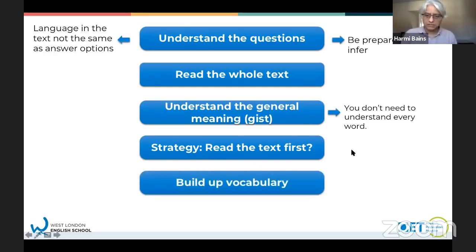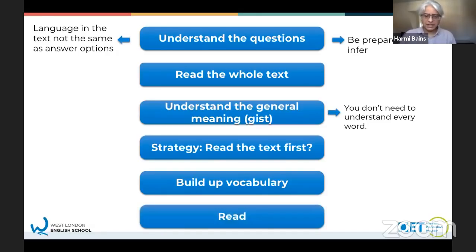Okay, build up vocabulary. We've talked about this before as well. The more vocabulary you have, the easier it is. And that's also true with listening, parts A, B, and C, in fact. Sometimes you have quite an unusual word and it trips you up, because if you don't understand this unusual word, it's difficult to get the answer. So really just build up your vocabulary.